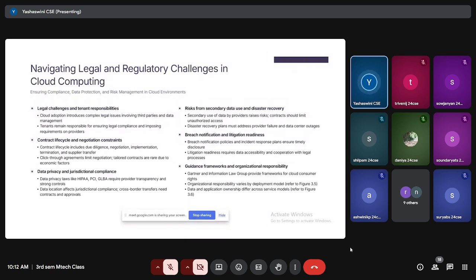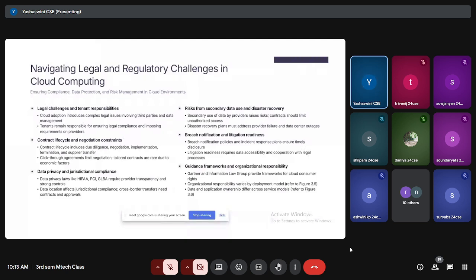Coming to privacy, there are some laws like HIPAA, PCI, GLBA, which will help you to provide transparency, so your data is secured and it is not used for any other purposes. So data location is one more thing. So if it is a cross-border transfer, how you will handle the contracts or approval is what is important.